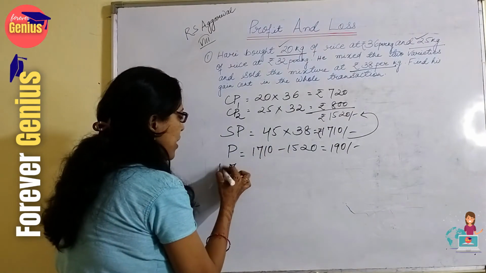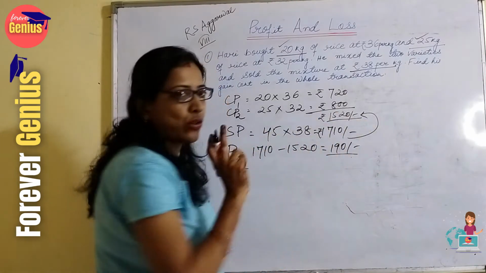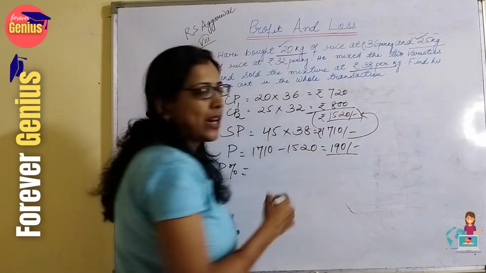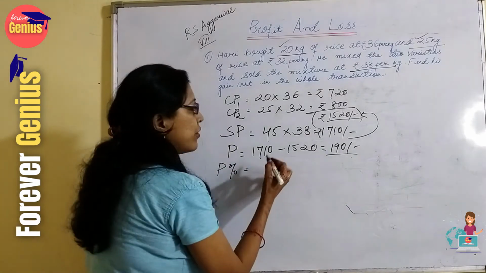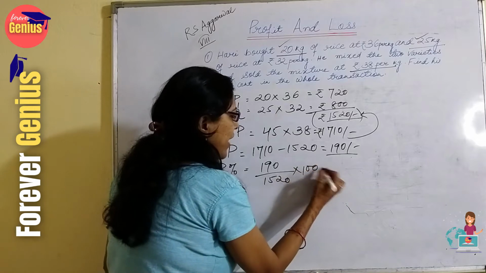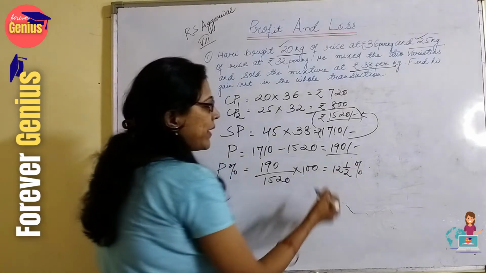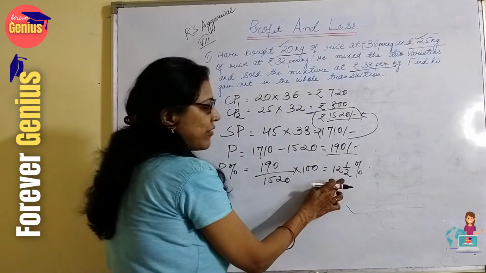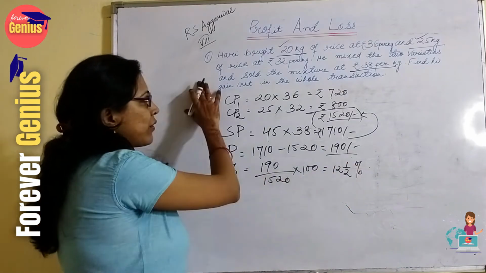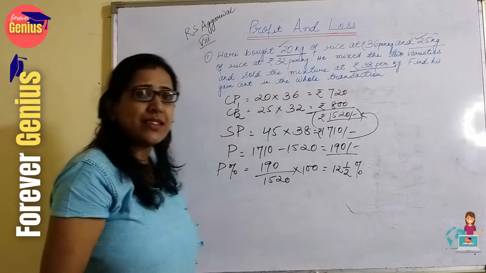Now what will be the profit percentage? Profit percentage is always calculated on cost price. It is on the whole transaction, so we will take the total cost price into consideration, which is 190 by 1520 into 100, which equals 12 1/2 percent. It was coming as an improper fraction, 25 by 2, so I have converted it into a mixed fraction. So this is the way in which we will do these types of tricky but very easy sums.